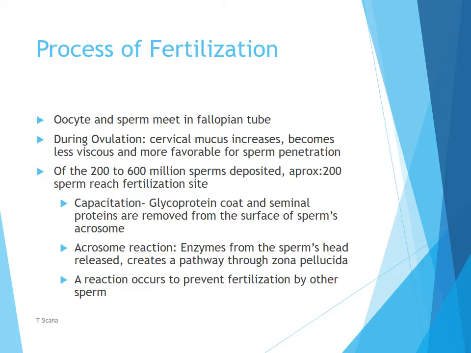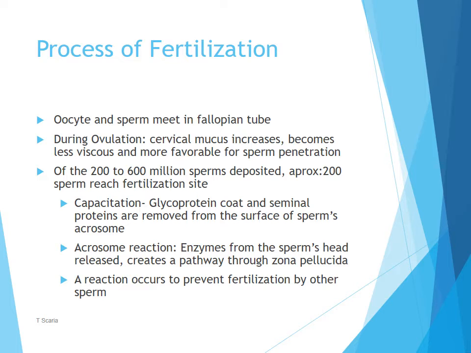And during sexual intercourse, almost 200 to 600 million sperm are deposited in the vagina. And out of these 200 to 600 million sperm deposited, approximately 200 sperm reach the fertilization site.